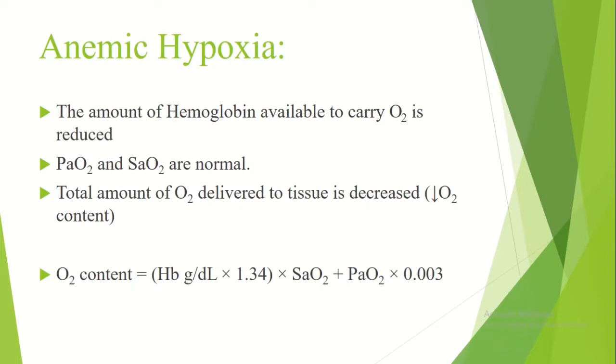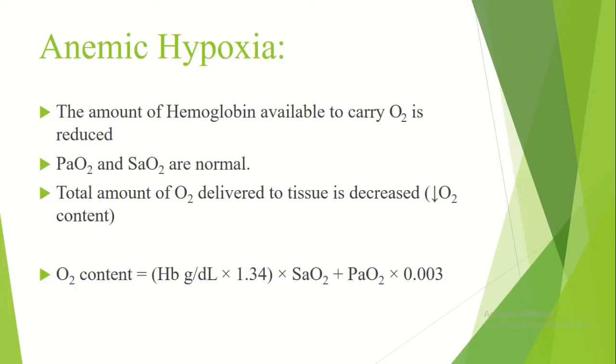In anemic hypoxia, the amount of hemoglobin that is available to carry oxygen is reduced. The partial pressure of oxygen in the arterioles is normal, and the oxygen saturation is normal because each hemoglobin molecule in anemic hypoxia will be 100% saturated with oxygen, but the amount of hemoglobin that will carry this oxygen is reduced. And as a consequence, the total amount of oxygen delivered to the tissue is decreased, i.e. we have reduced oxygen content.